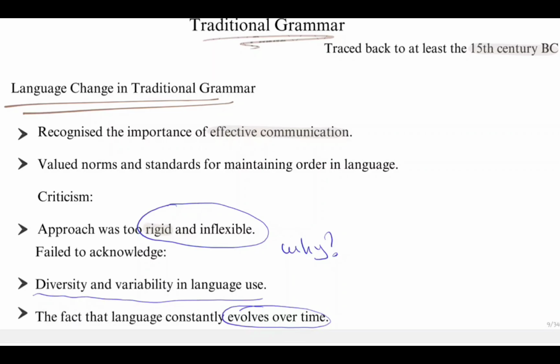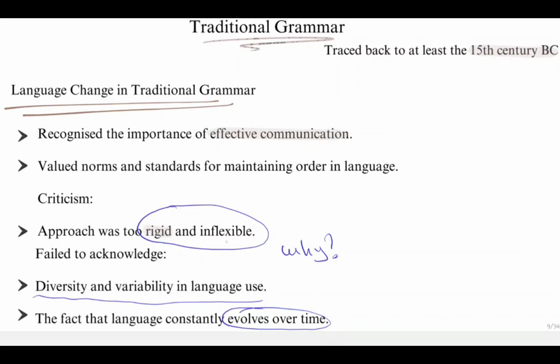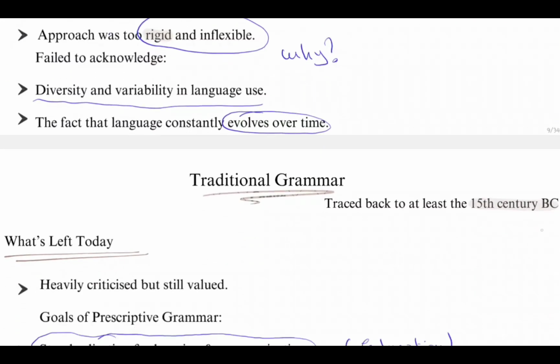And so when talking of language change in traditional grammar, they recognized the importance of effective communication, and valued norms and standards for maintaining order in language. However, the approach was what? It was so rigid in nature and very much inflexible. And so it actually failed to acknowledge diversity and variability in language use and the fact that language constantly evolves over time.